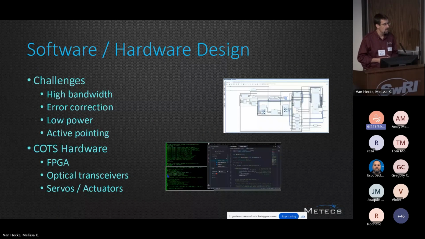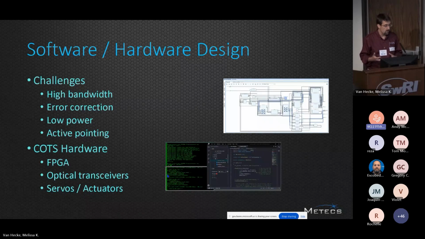So being flight software, how do you deal with this software and hardware design that goes over lasers instead of RF comms? Well, RF is fairly low bandwidth when you consider the comparison of RF to laser comms. So we're looking at a high bandwidth system with error correction. We're looking at active pointing, and we want it to be low power. So you've got a whole bunch of factors that you have to balance.